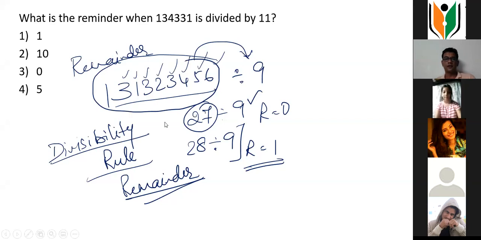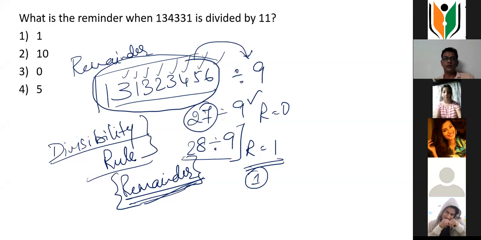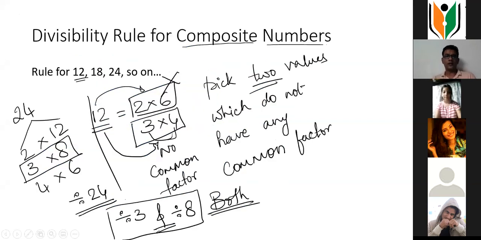28 divided by 9, right? So when we do 28 divided by 9, what is the remainder we get? We get 1 as a remainder, correct? Which means this entire number when divided by 9 gives me 1 as a remainder. So if there is a question on remainder, I can find the answer by using the divisibility rule itself. I do not have to divide. Got it? Great. So that's where the composite numbers also came into the picture. So now we will proceed further.